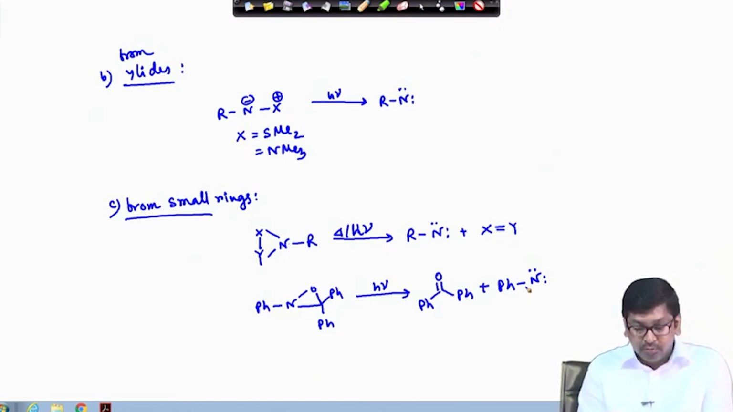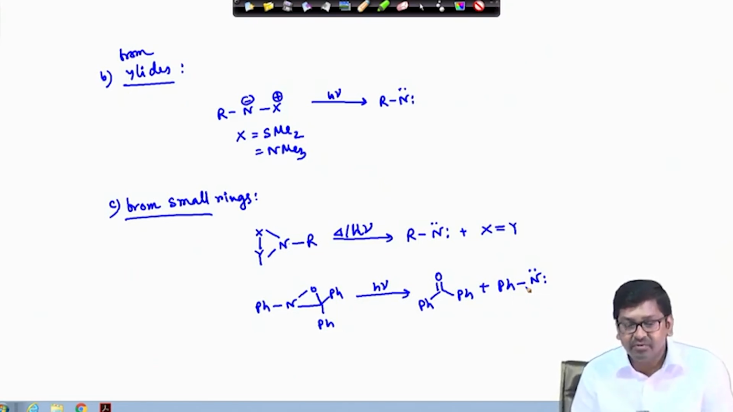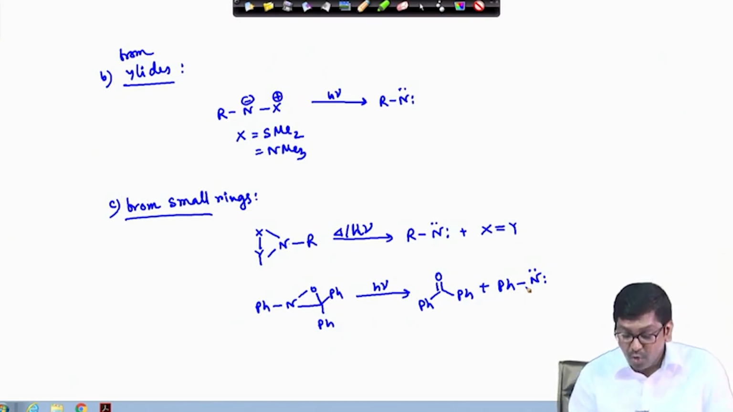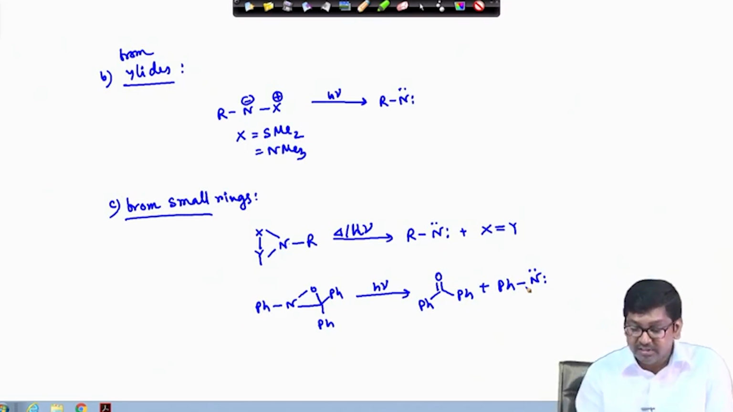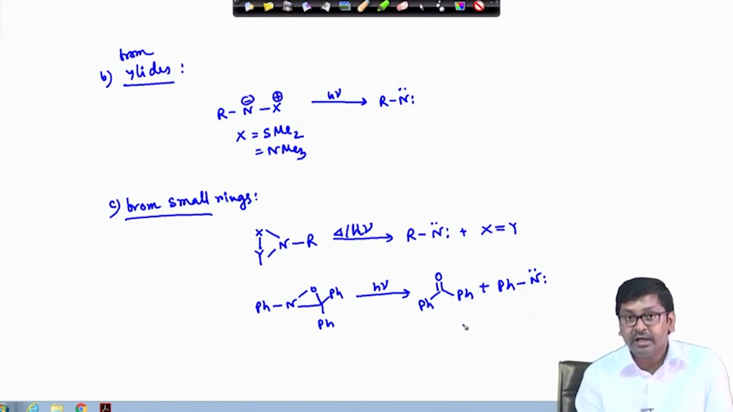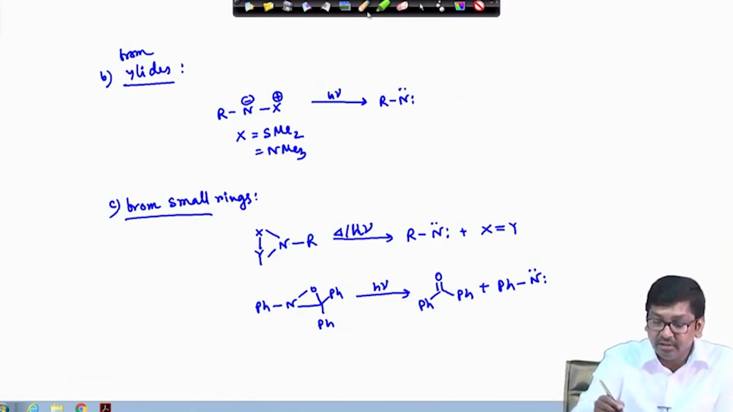So, there are three ways that we have so far discussed. One is from the azides, that is very common or very famous. Then the nitrenes can be generated through ylides, or from various small rings, where decomposition of the small ring leads to the corresponding nitrene and the elimination of some small molecule. In this case, this oxyazidine ring gives the corresponding keto compound as a small molecule, these benzophenone type of molecules, and here this nitrene has been generated as the reactive intermediate.